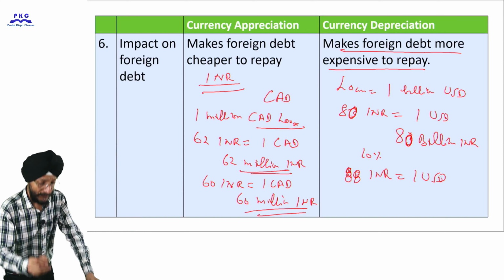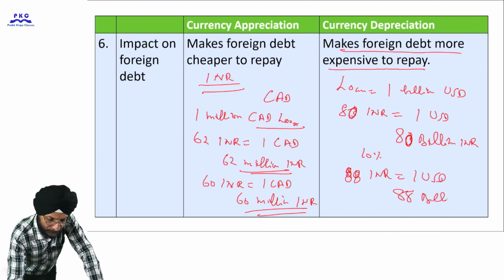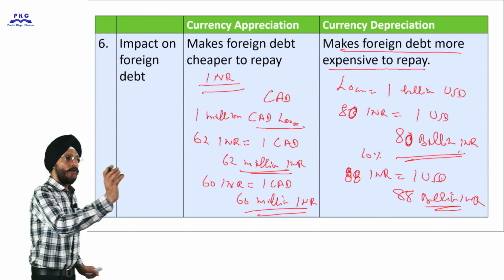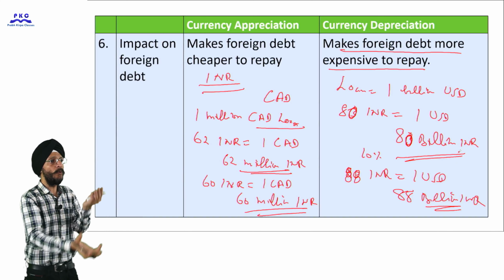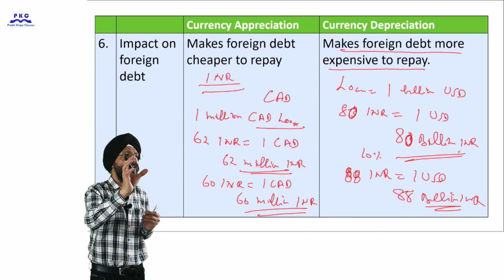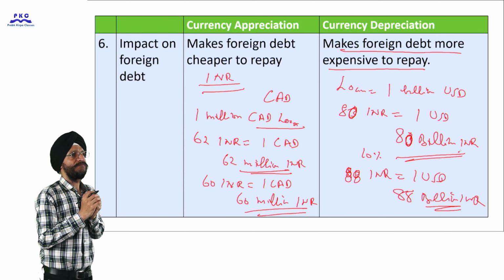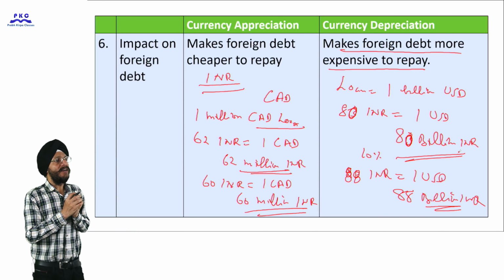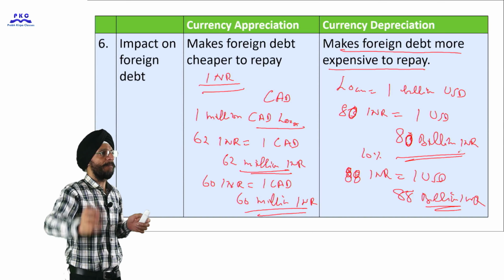Now the Indian government will require approximately 88 billion Indian rupee. Earlier it was required only to repay, if it decides so, 80 billion rupee plus interest, but now it will have to pay more in domestic currency. It will buy US dollars with 88 billion Indian rupee and will be in a position to repay the debt. So when there is currency depreciation, it becomes expensive for the country where the currency has depreciated. The foreign debt becomes more expensive to repay.